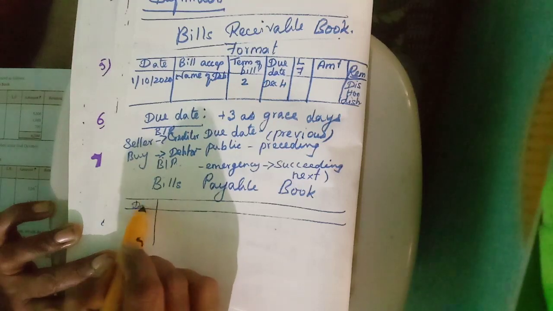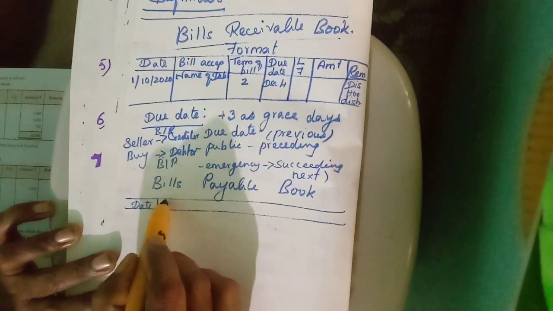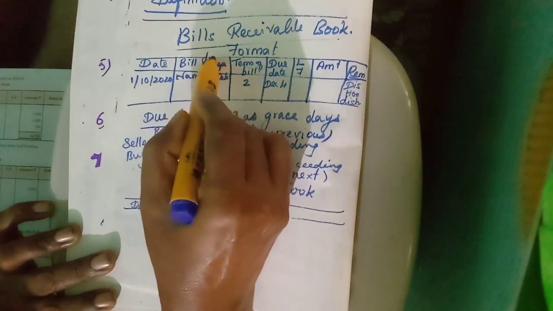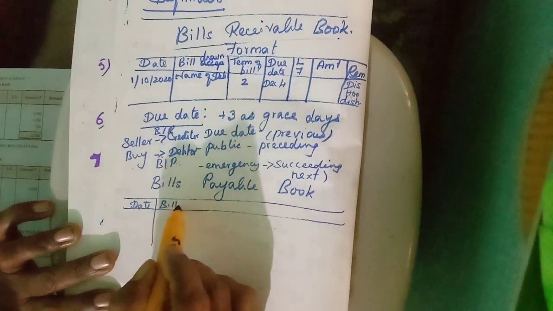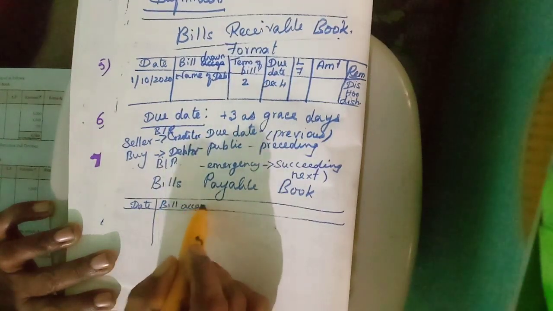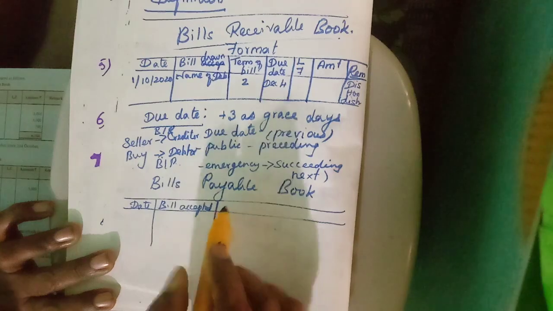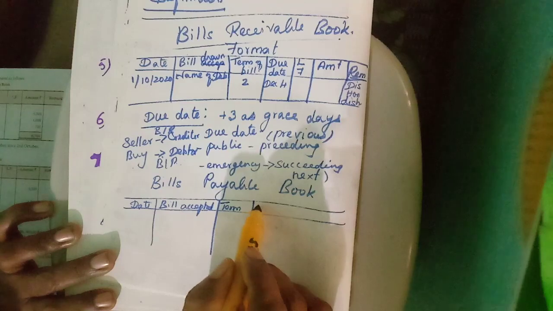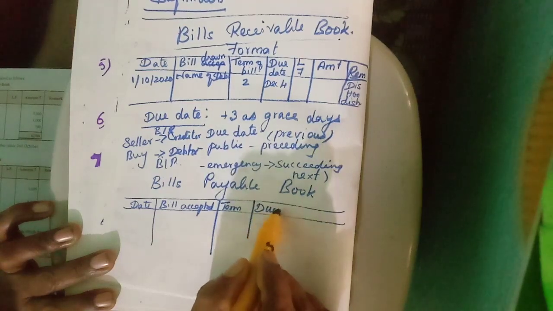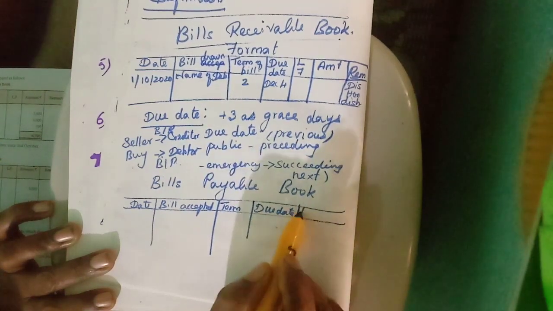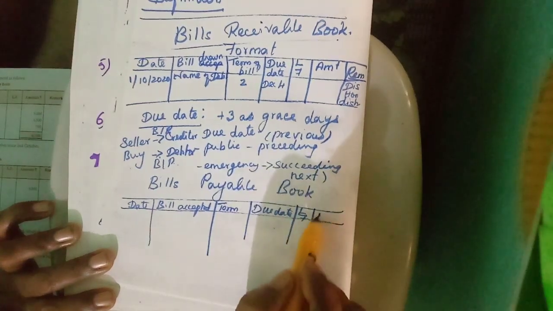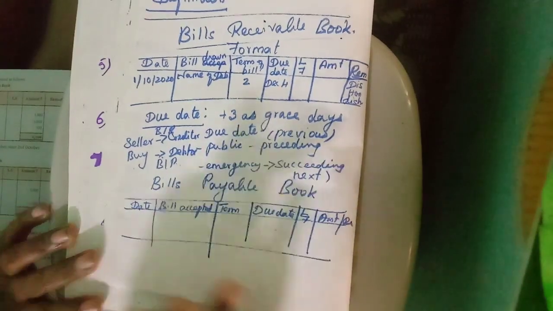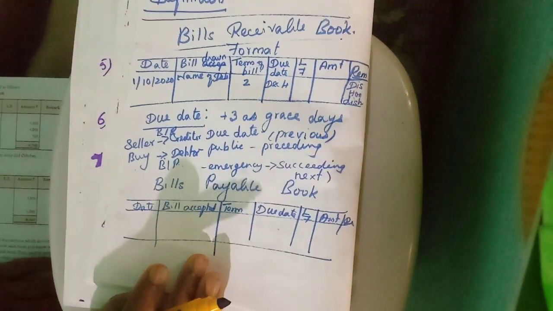Date, then all the bills it has accepted. Here, bills accepted. Since we have accepted, we need to pay. Then term of the bill, then due date, LF, ledger folio, then amount, then remark. Okay, the same format.